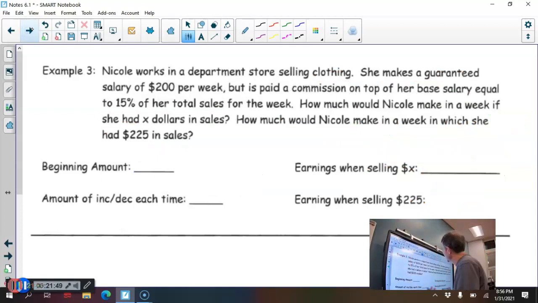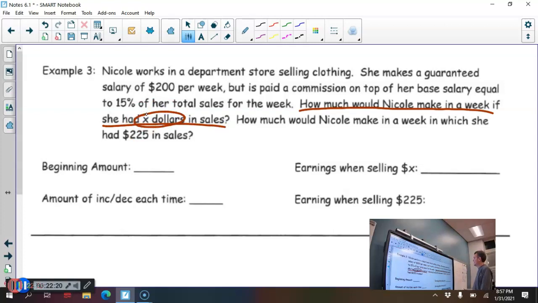This is a tricky one. Here we go. Nicole works in a department store selling clothing. She makes a guaranteed salary of $200 per week, but is paid a commission on top of her salary equal to 15% of her total sales for the week. How much would Nicole make in a week if she had X dollars in sales? Okay, so here it wants me to write an equation using X.